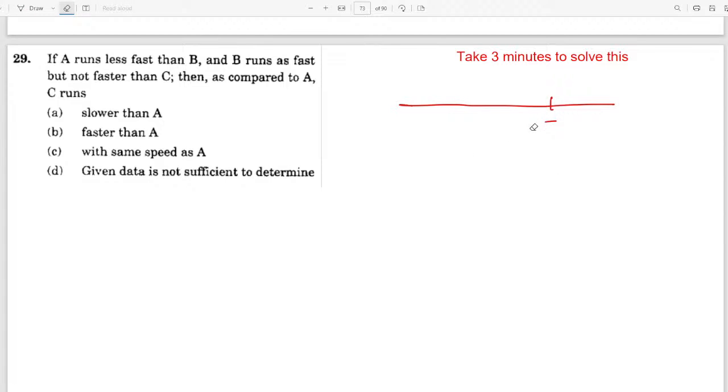They have told that A runs less fast than B. A runs less fast than B. B runs as fast but not faster than C. So B and C are equal. Then as compared to A, C runs faster. So C is greater than A. So C runs faster than A. Correct option is option B. I hope things are clear. If things are clear, please let me know. I'll move to the next question.